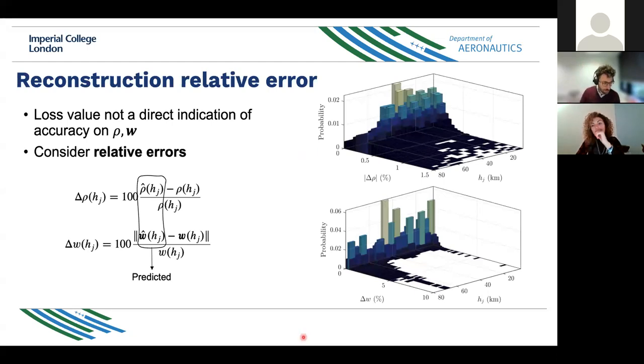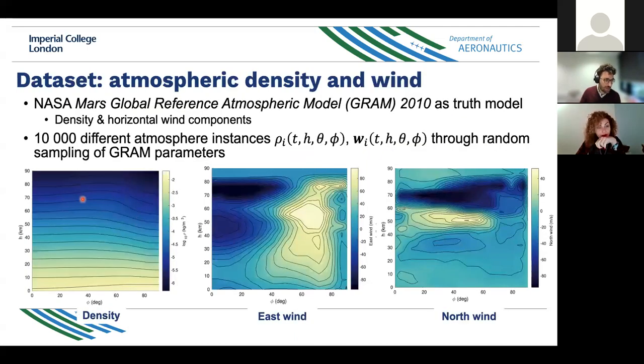But it might be also... It could be. You can see in this plot here, for instance, that there are some stronger variations in density around the poles for higher altitudes, so that might be.